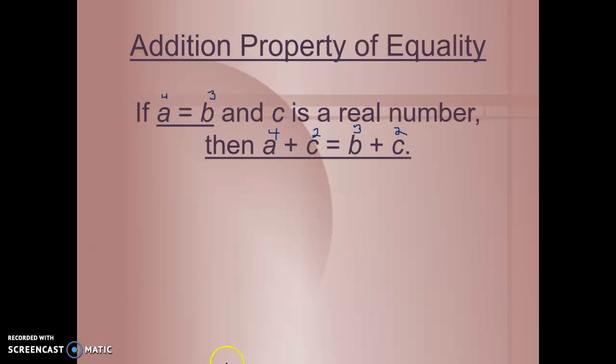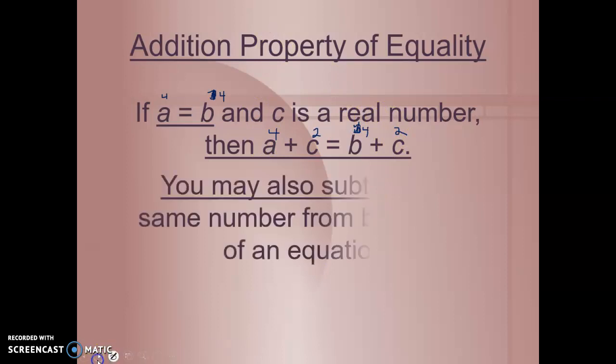Except for 4 isn't 3. What am I thinking? That made no sense. 4 and 4. 4 and 4. Goodness. If I add 2 to both sides, I now have 6 equals 6. That's still a true statement.